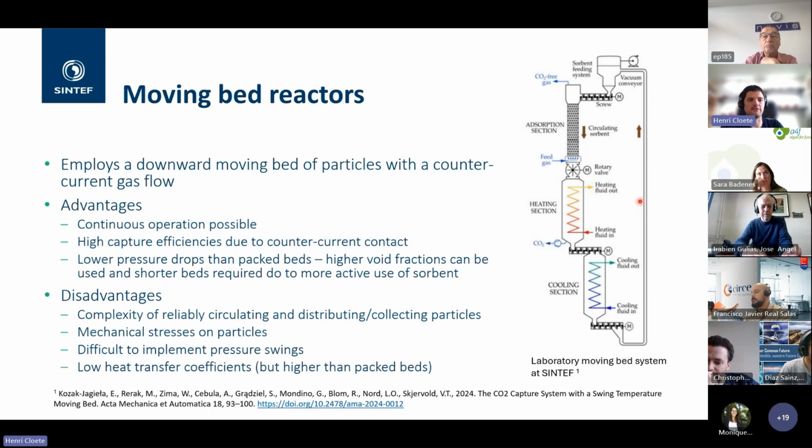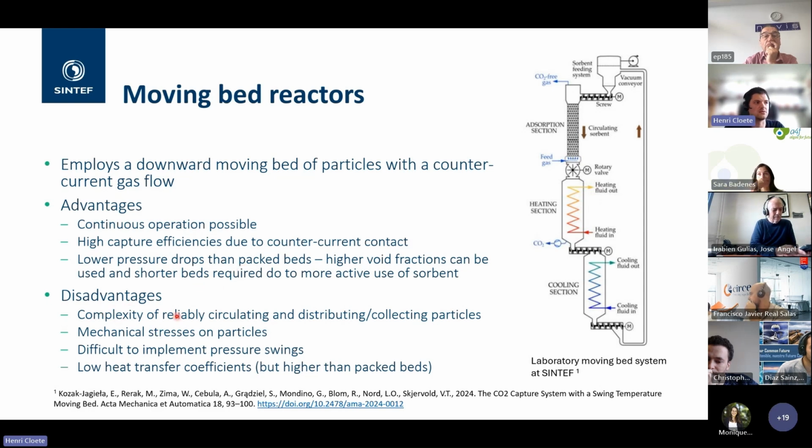laboratory system in a different group at SINTEF where they built such a process. You can see for the adsorption section, your gas is being fed at the bottom. Then as you move upwards, your CO2 concentration will reduce as the CO2 gets absorbed. But at the top, you feed completely fresh regenerated sorbent. So your very lean CO2 flue gas is in contact with highly regenerated sorbent, which allows you to capture that last bit of CO2. So this allows you to get very high capture efficiency. And for various reasons, you also get lower pressure drops compared to a packed bed process.